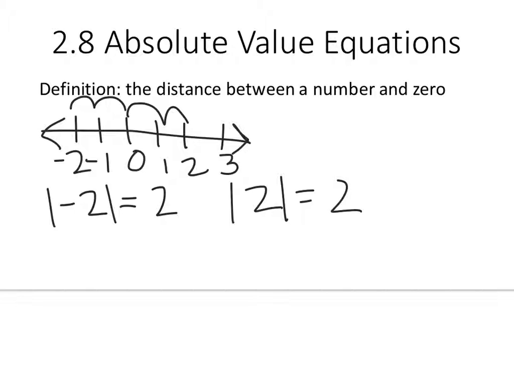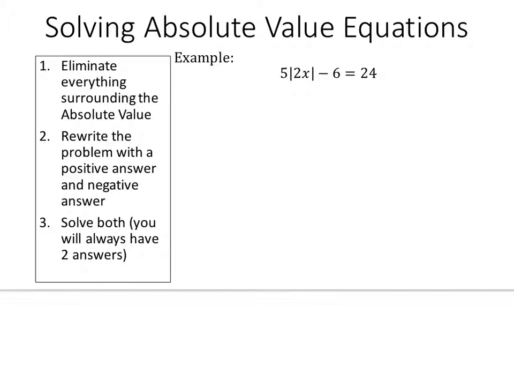Now what we're going to do is we are going to be solving absolute value equations. So I wrote on the side 3 steps that you're always going to follow when solving absolute value equations. The first step is eliminate everything surrounding the absolute value. So that's what I'm going to do first. The first thing we want to do, like a normal equation, is get rid of any addition or subtraction first. So I'm going to add 6 to both sides of my equation. These will cancel. And I'm left with 5 times the absolute value of 2x equals 30.